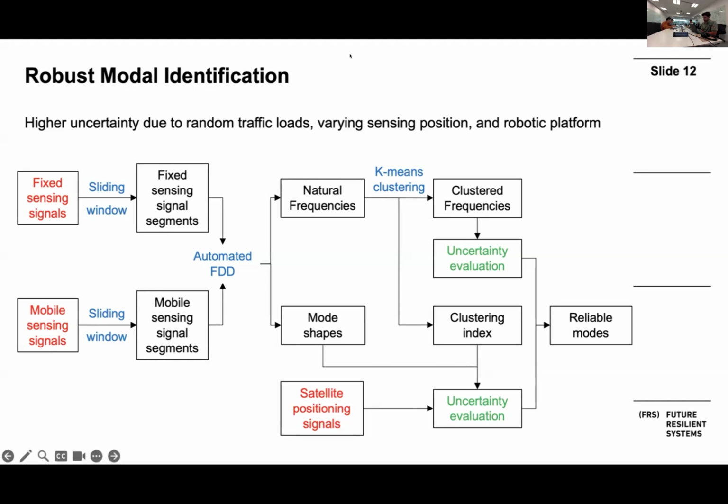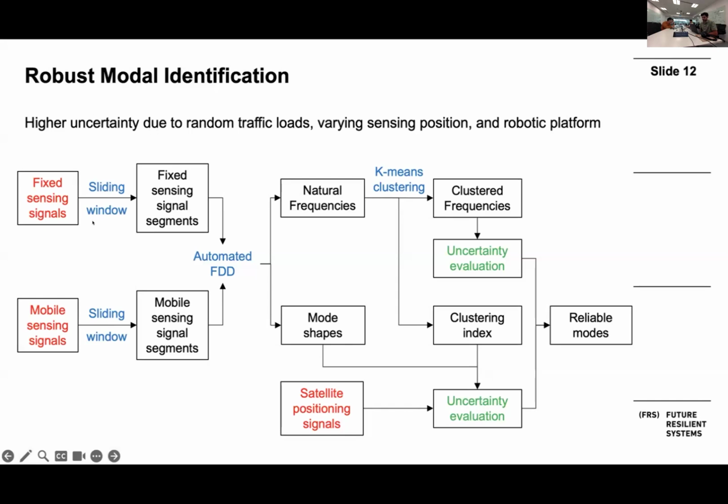The last reason is that with mobile sensing, we do not apply any controlled excitation on the bridge. The bridge is purely excited by random traffic flows. So this also causes more uncertainties. In order to deal with those uncertainties, we developed this robust modal identification framework.